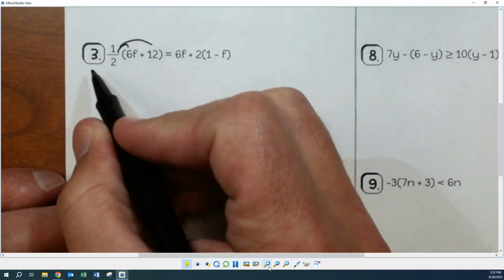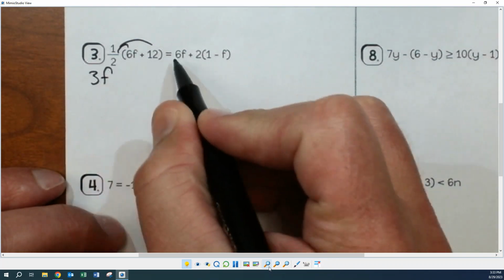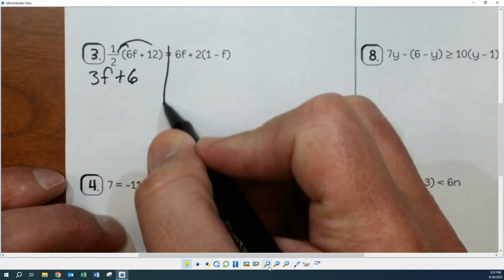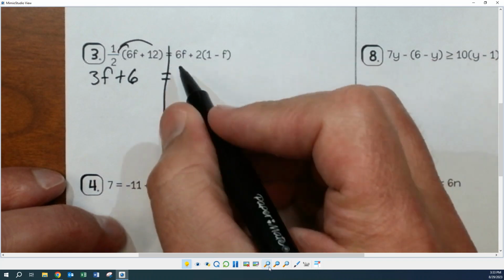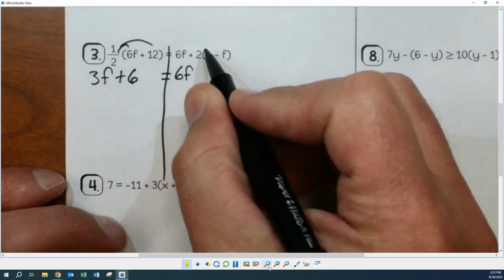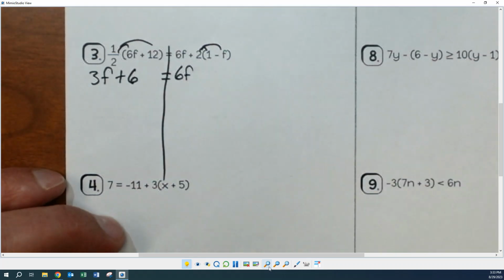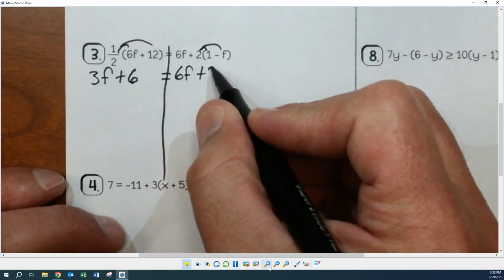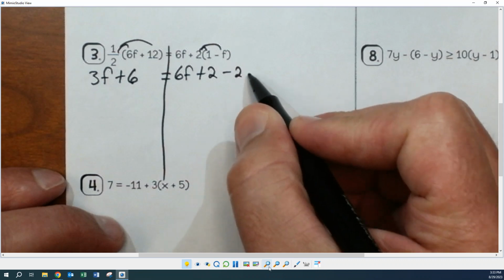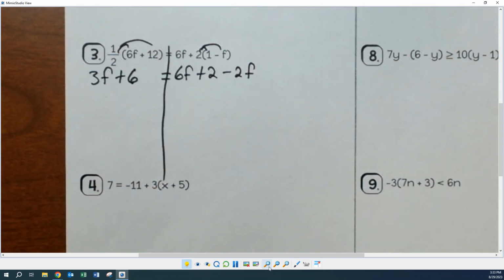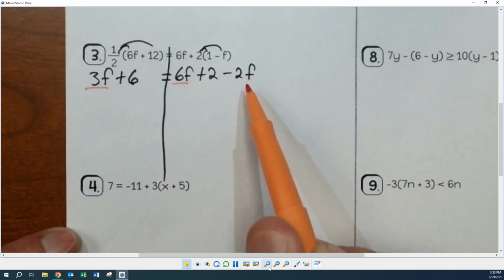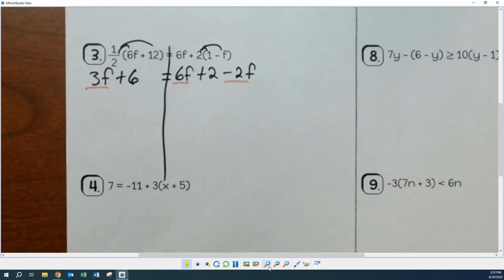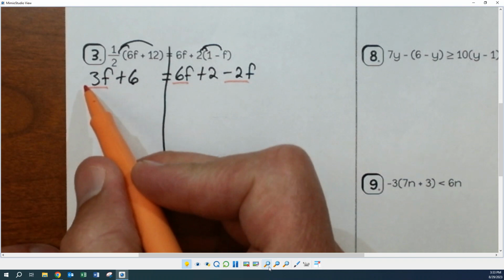Half of 6f is 3f. Half of 12 is 6. Nothing's happening with this 6f over here, so it's just going to come down. I'm going to distribute my 2. 2 times 1 is 2. 2 times negative f is negative 2f. This is the part that's going to be different. I'm going to move all of my variables to the left side. I don't care where they are right now. I want them on this left side.